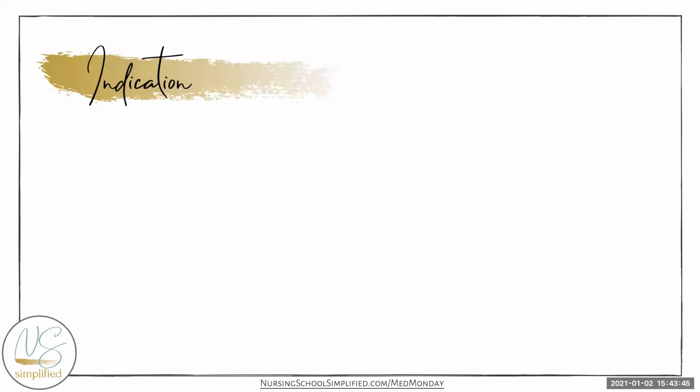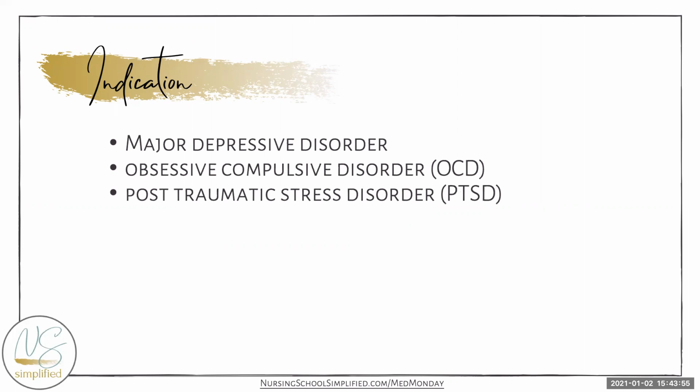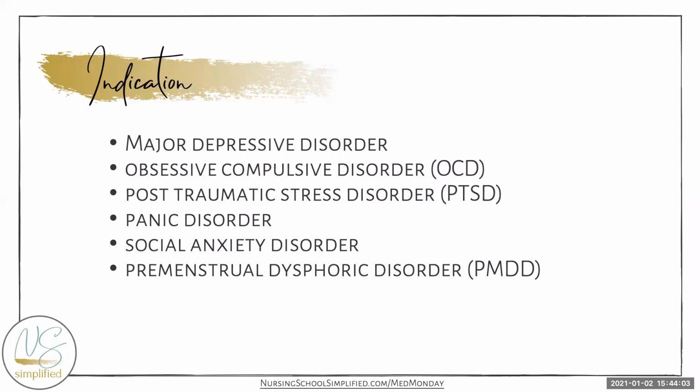So, what is the indication for this medication? Why do we give it? So, this medication is given for major depressive disorder, obsessive compulsive disorders, post traumatic stress disorder, panic disorder, social anxiety disorder, and premenstrual syndrome or premenstrual dysphoric disorder.